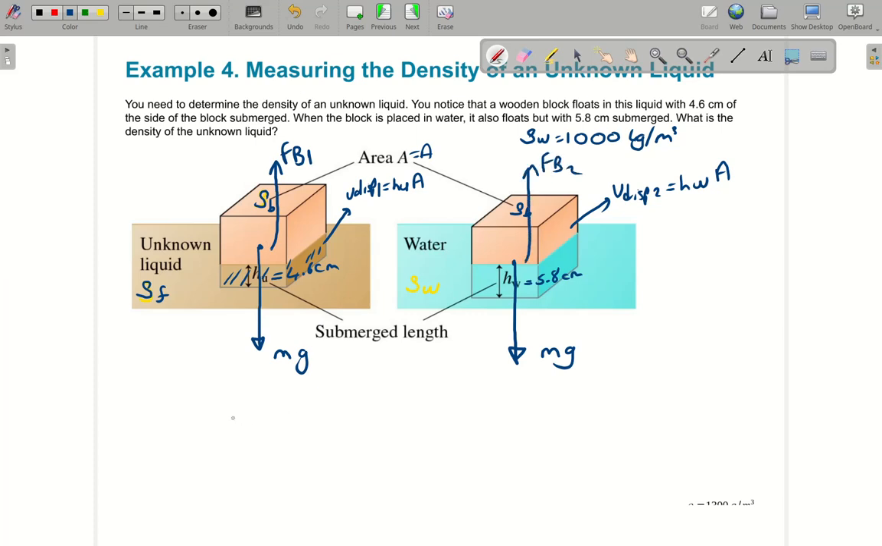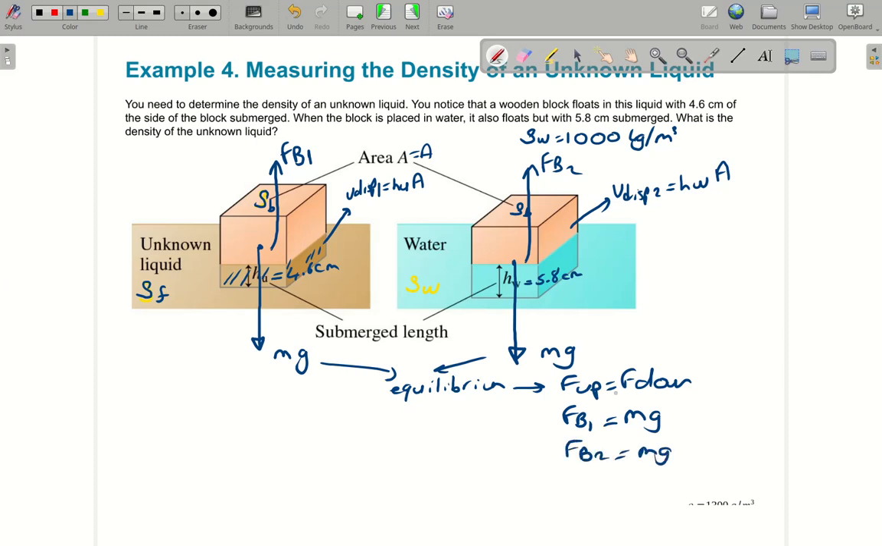All right. They are floating, means they are in equilibrium. So equilibrium tells me forces up are equal to forces down. Look at forces down, always mg. So F buoyancy 1 is equal to mg, according to that. F buoyancy 2 is also equal to mg. That mg is the same block. That means the buoyancy forces are equal to each other.